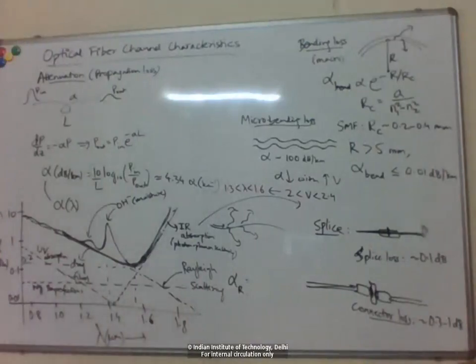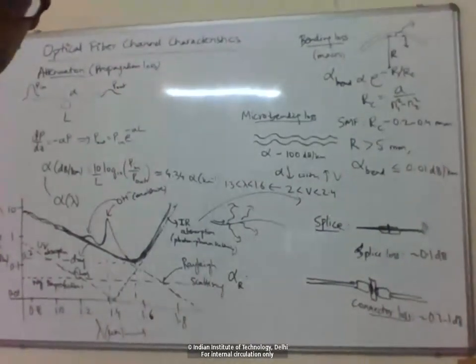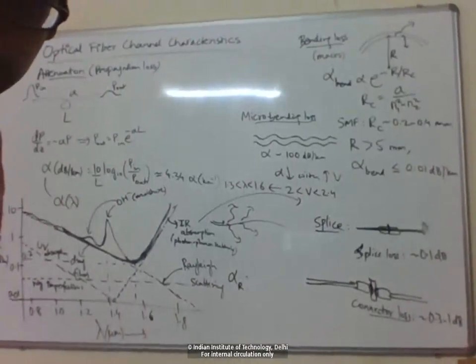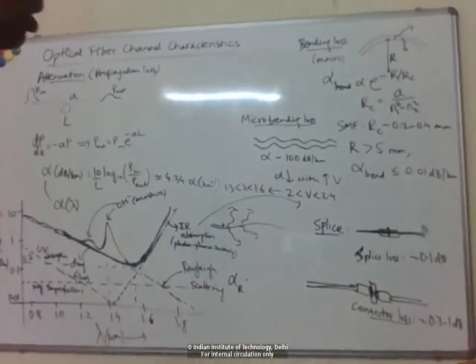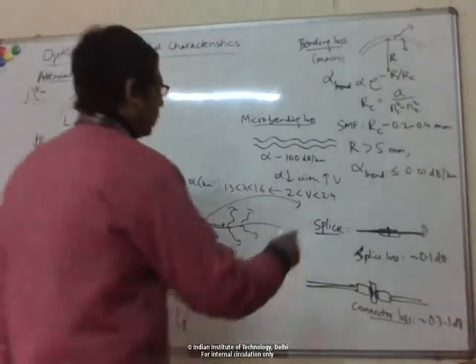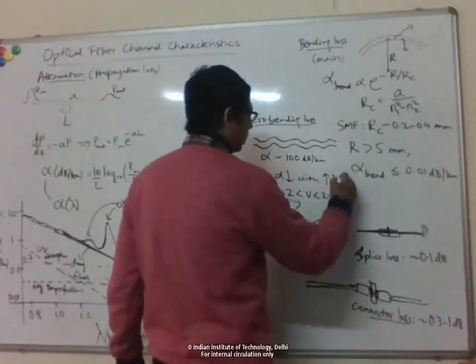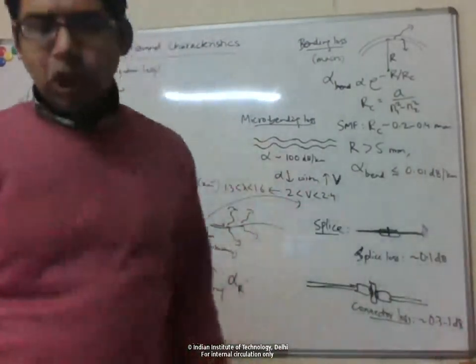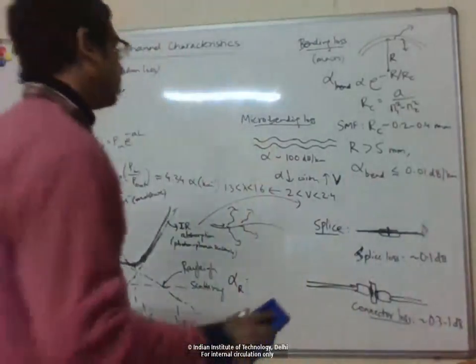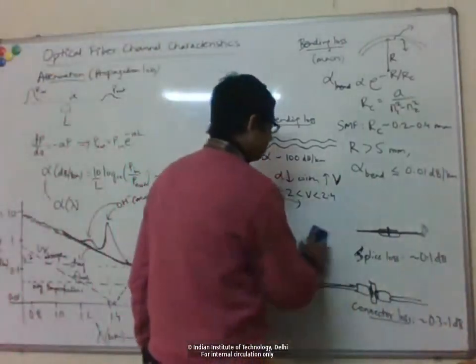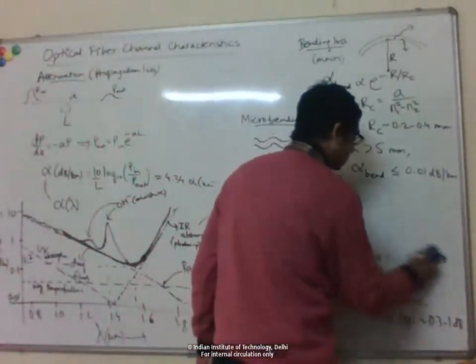Excuse me, sir. Yeah. Sir, why does this microbending loss decrease with increase in V number? V number basically gives you an idea about how much the light is confined in the core of the fiber.